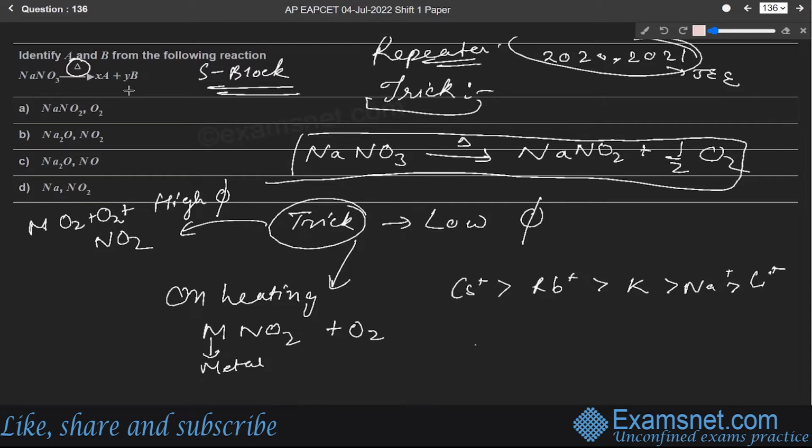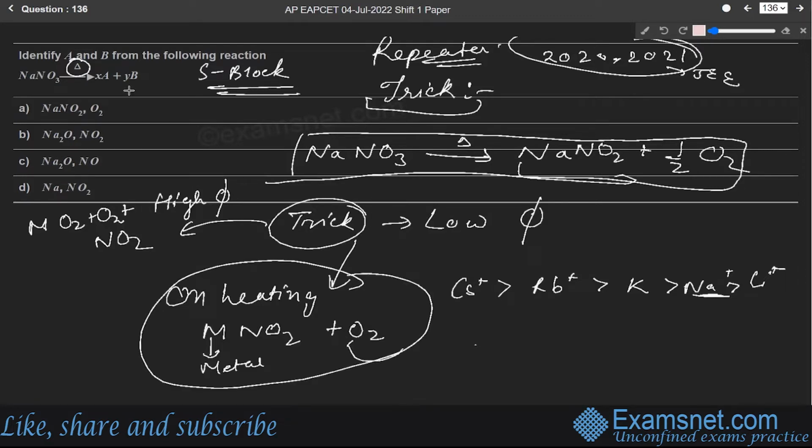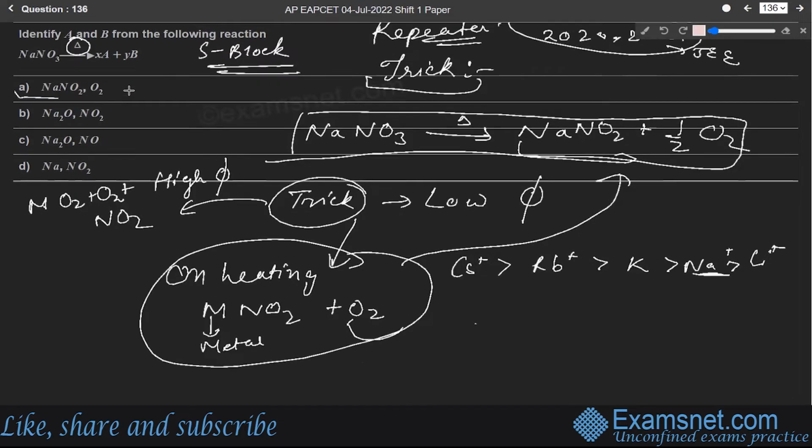So now the question has talked about sodium. Sodium is a low phi. So if it is a low phi, then obviously you will be following this relation, right? So this will give you NaNO2. Can you see this? That's half O2, right? Even balance. It is similar. So which option is correct? A option is correct. So let's go to the next question.